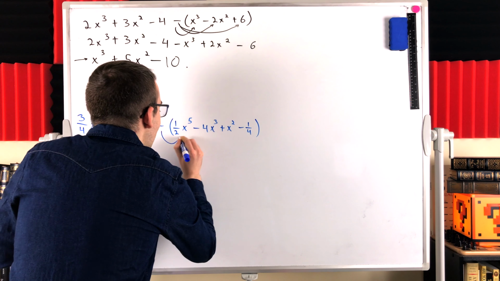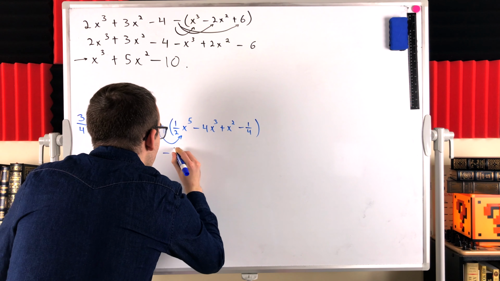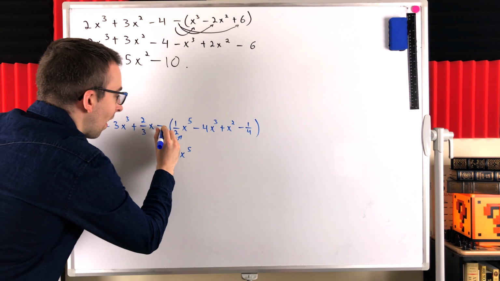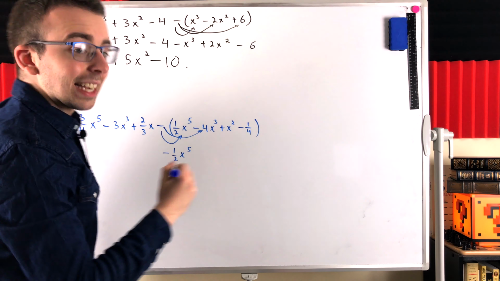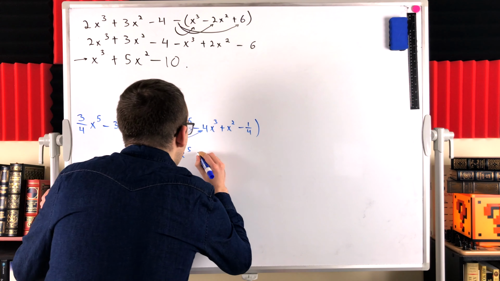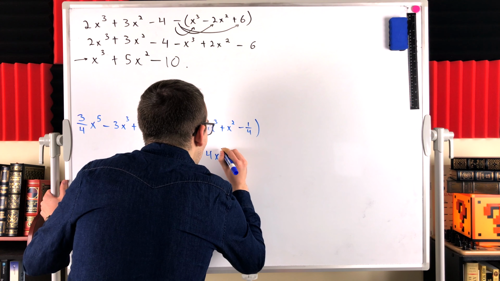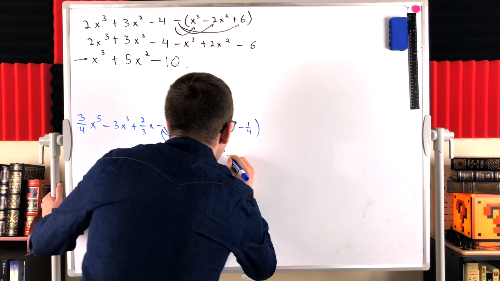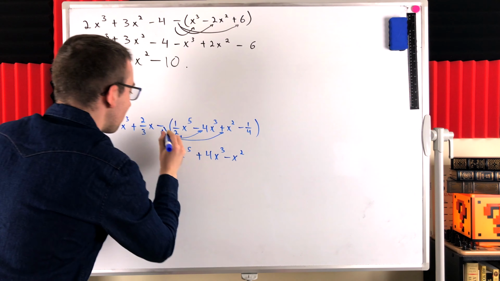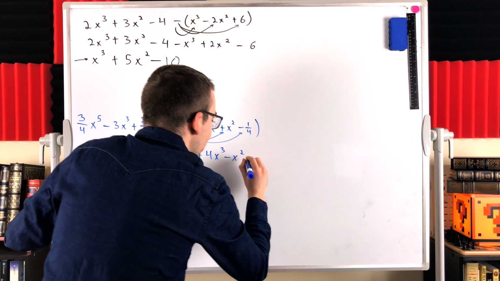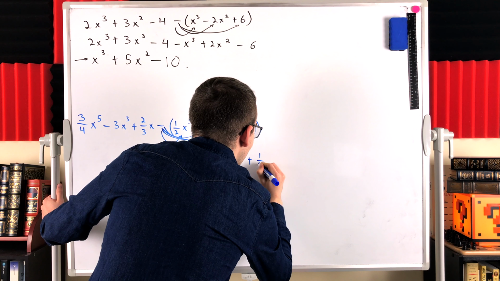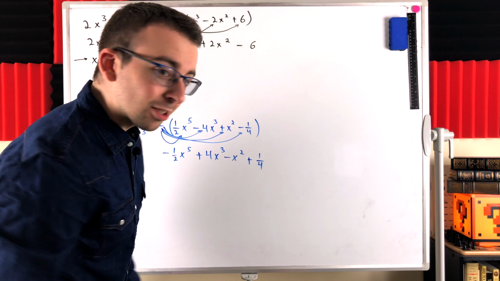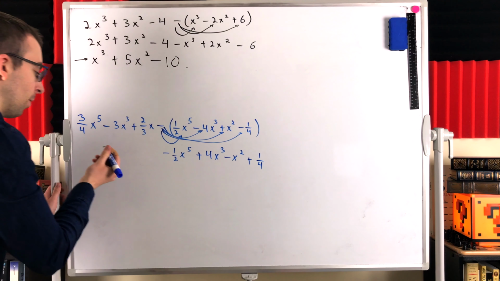-1 times 1/2 x to the fifth, that's going to be minus 1/2 x to the fifth. -1 times -4x cubed, negative times a negative, that's a positive 4x cubed, so we've got plus 4x cubed. -1 times plus x squared, that's going to be minus x squared. And then we've got -1 times -1/4. Negative times a negative is a positive, that's plus 1/4. And then the left part of our polynomial, which is not getting subtracted, we can just drop right down unchanged.